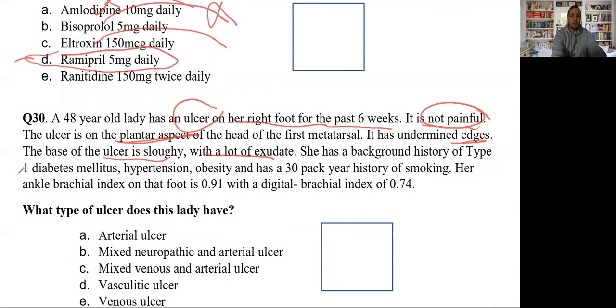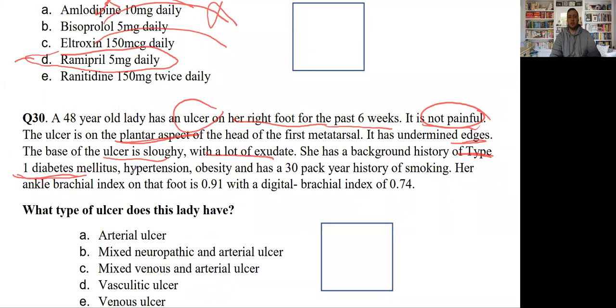She has a background history of type 1 diabetes mellitus. This is very important because one of the most common causes of foot ulcer is diabetes mellitus and diabetic neuropathy. So this is one of the most important differentials. She also has a history of hypertension, obesity, and a 30-year history of smoking, so she is a heavy smoker. Her ankle brachial index, called ABI, on the foot is 0.91, with a digital brachial index of 0.74, which is reduced. The ankle brachial index is on the low side of normal.